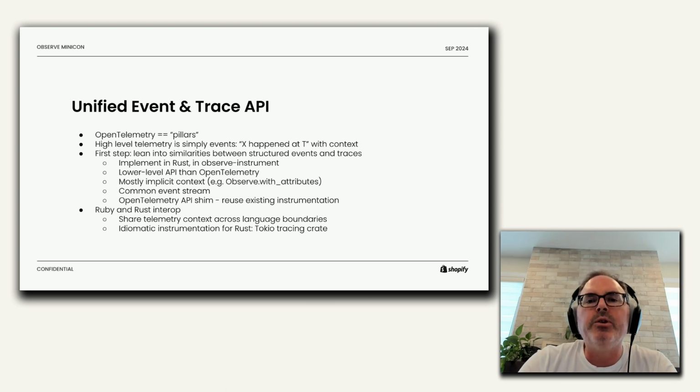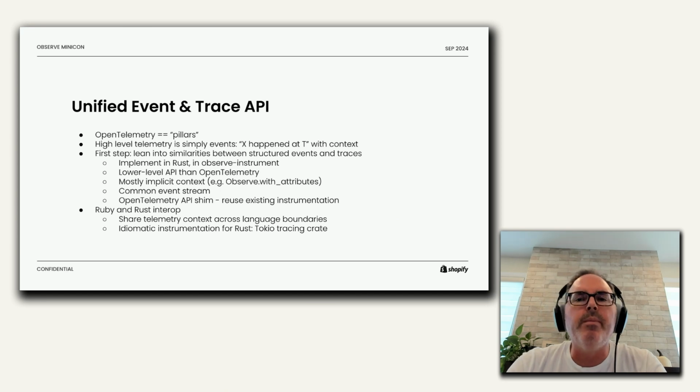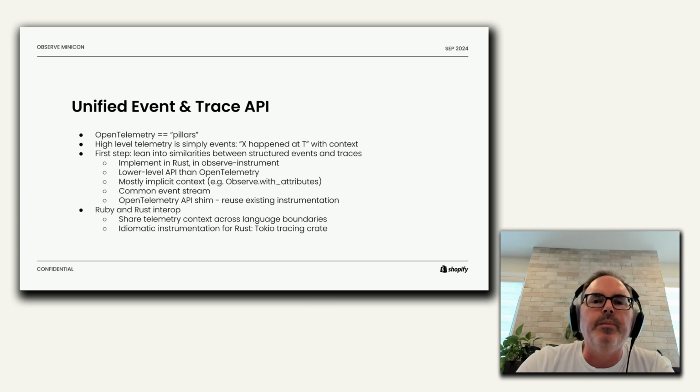At a high level, telemetry signals like metrics, traces, and logs are all simply events, like X happened at time T with some context. The differences are largely a matter of how much context is implicitly recorded. So a trace is like a log with an implicit duration and causation and correlation IDs. Then how they're consumed, so aggregate time series versus discrete events, and encoding and export efficiency.